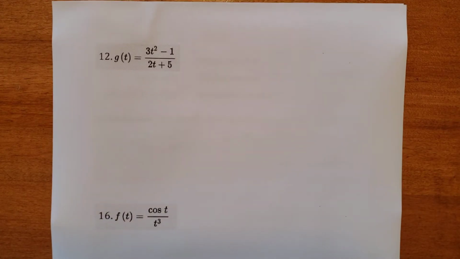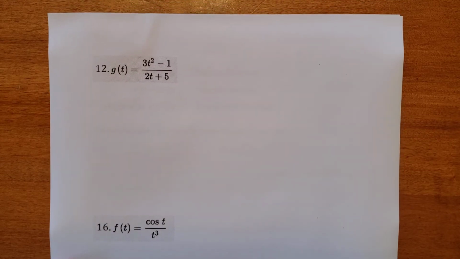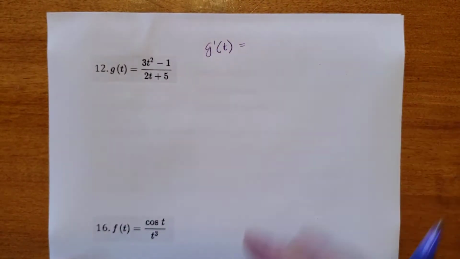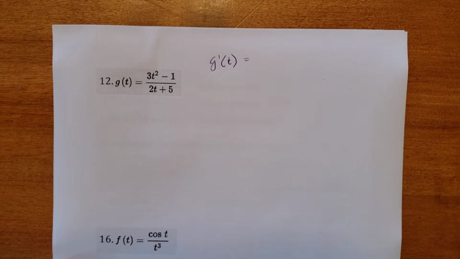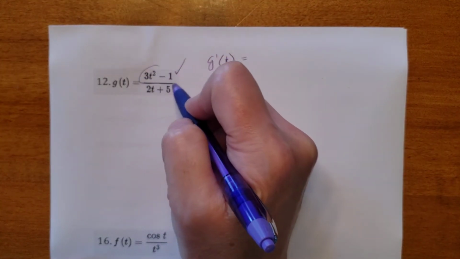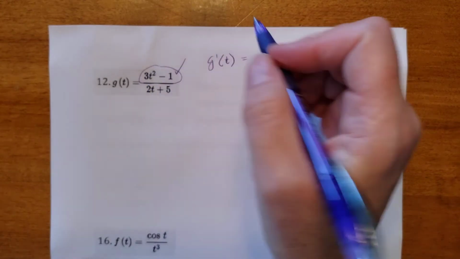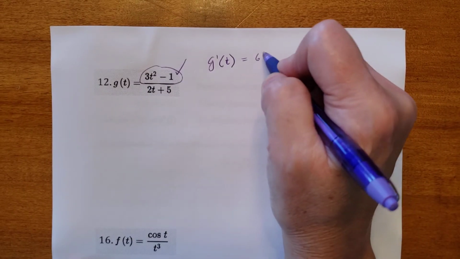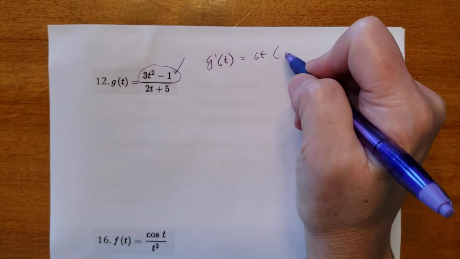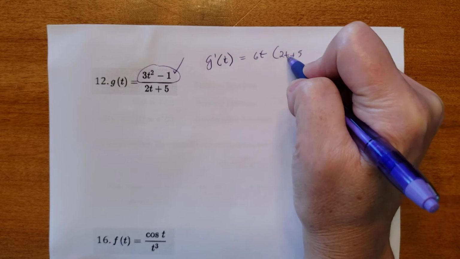So on the next page, we have g of t equals 3t squared minus 1 over 2t plus 5. So when we do the derivative of it, g prime of t, you take the derivative of the top. The derivative of 3t squared minus 1: 2 times 3 is 6t. The 1's just gone. And then times the denominator, which is 2t plus 5.